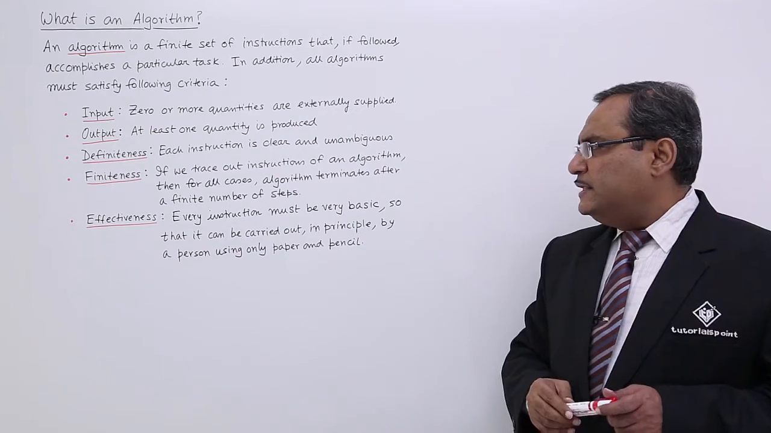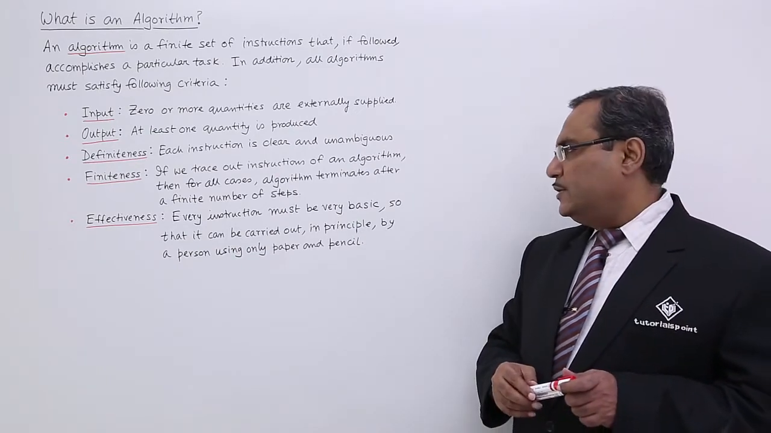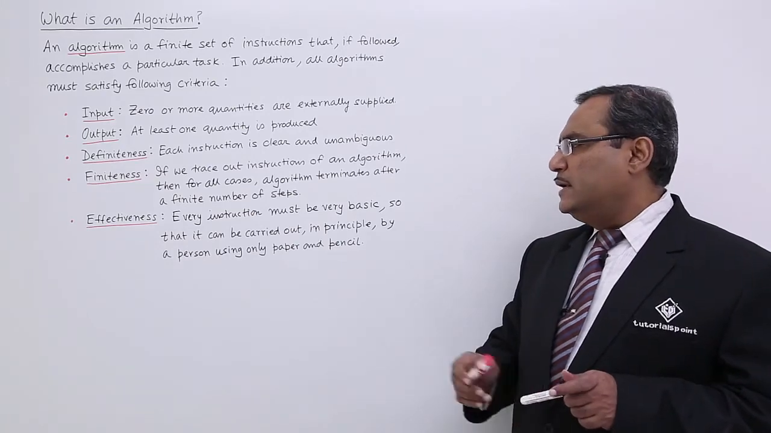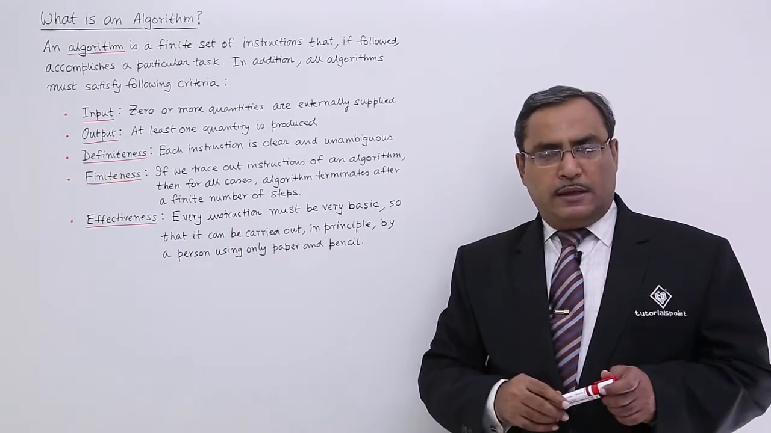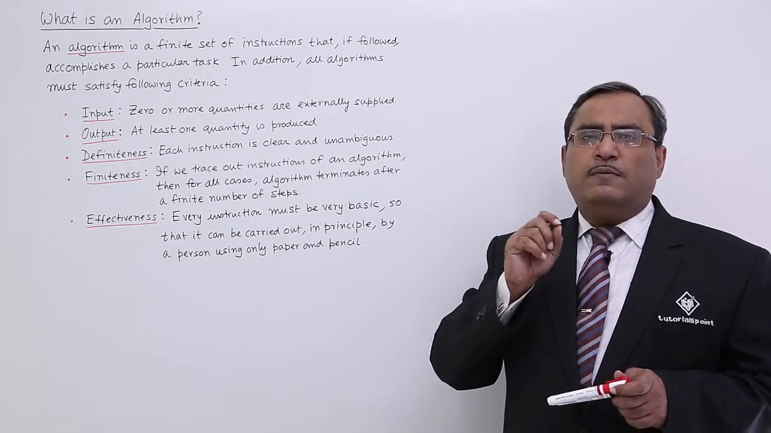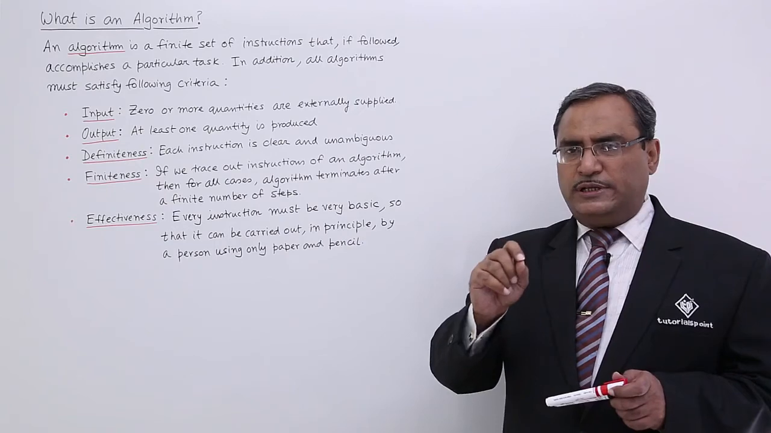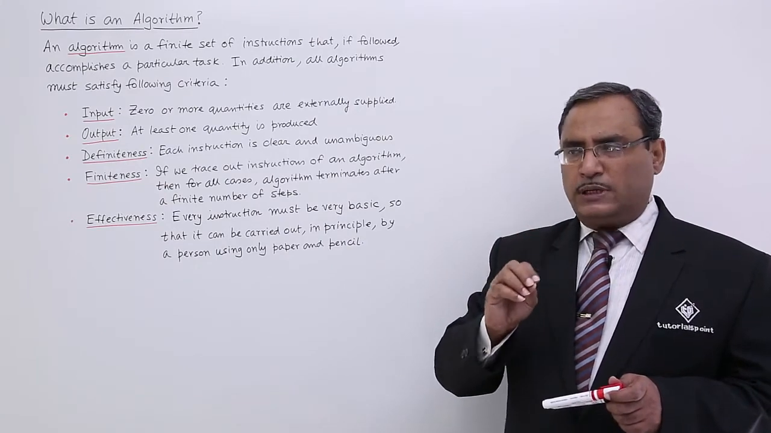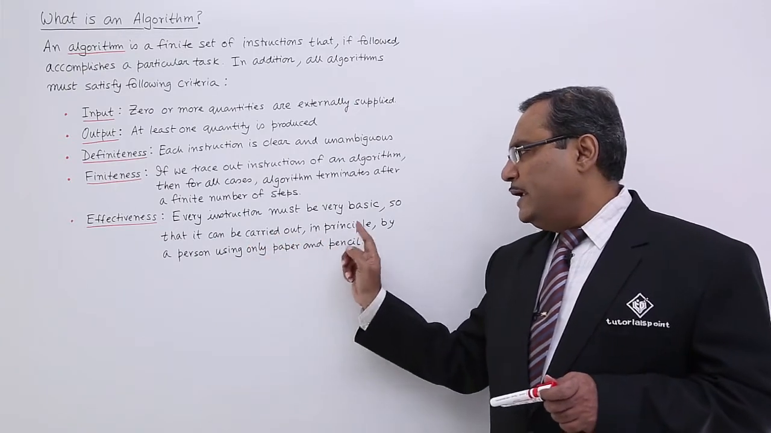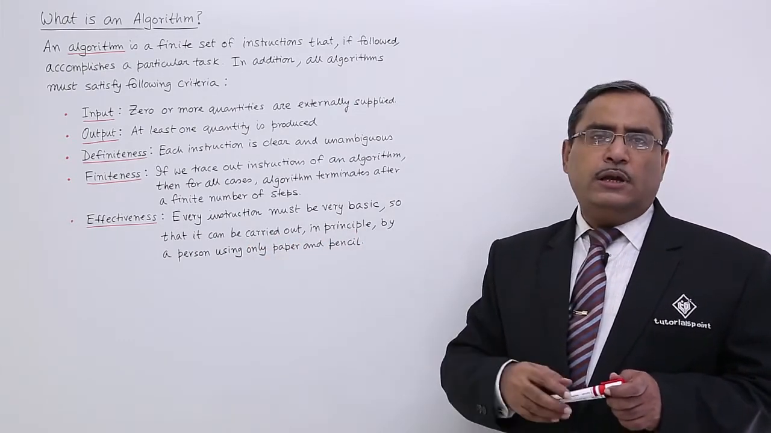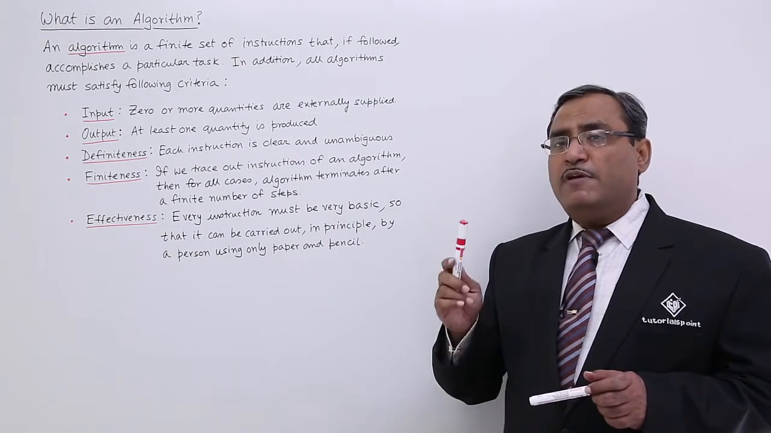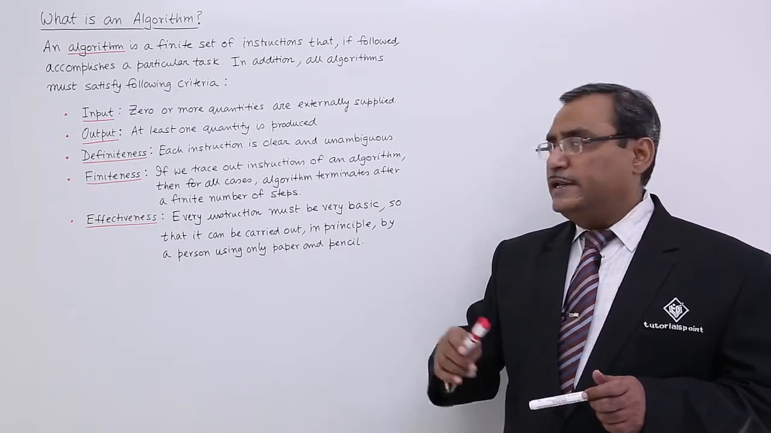Effectiveness. Every instruction must be very basic so that it can be carried out in principle by a person using only paper and pencil. That means each and every instruction must be very basic. The purpose of those instructions must be very clear to us, and that's why they must be very basic so that it can be carried out in principle by a person using only paper and pencil. So that's why it is telling that each and every instruction must be effective in its nature.